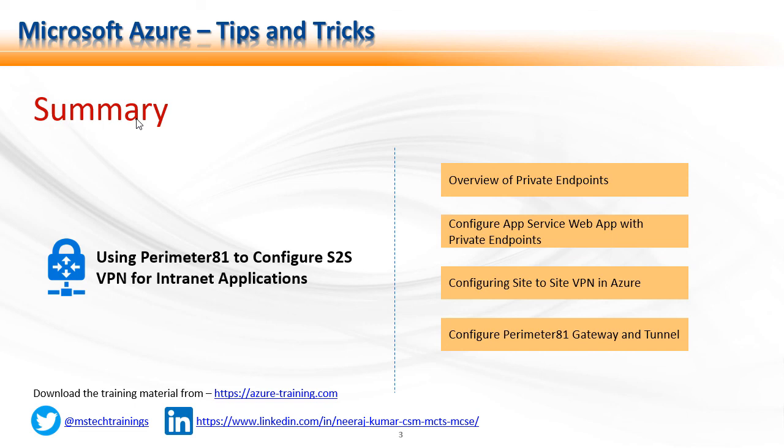In our scenario, we used it with the App Services web app. Instead of using the App Services environment, we used the private endpoints to bring down the cost and to bring the App Services web app into the virtual network that we had created, so that we can have an intranet-like application that can be accessed only from within the corporate network. We configured the site-to-site VPN and we also created the gateway tunnel using Perimeter 81.